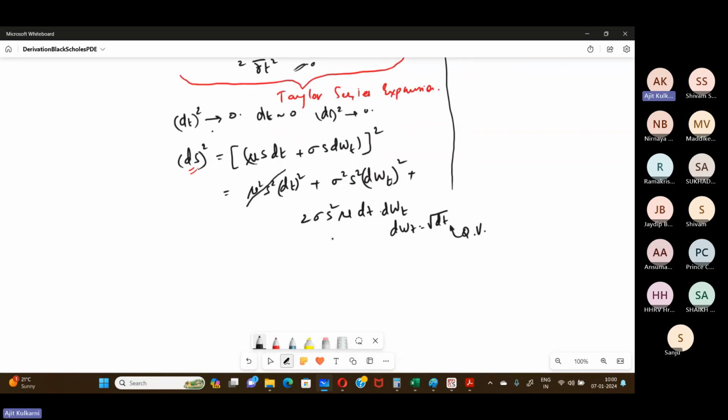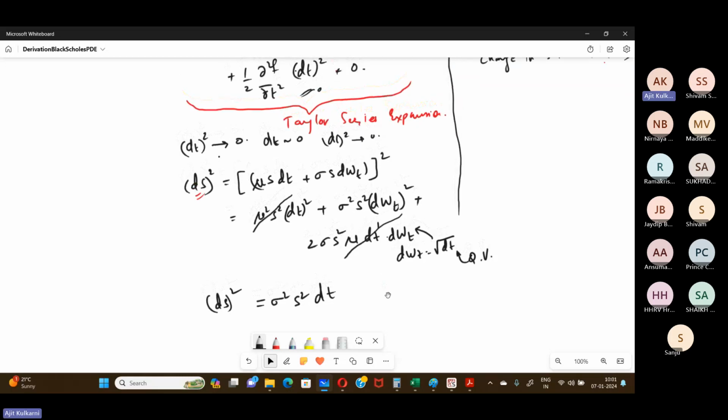Therefore this becomes dt to the power 1.5. This is dt power 1, this is dt power 0.5, so this becomes dt power 1.5. So dt to the power of anything more than 1 tends to 0. That is why this also tends to 0, and hence we are left with sigma square s square dwt square. dwt is square root of dt, so dwt square is dt. So this is ds square, sigma square s square dt.